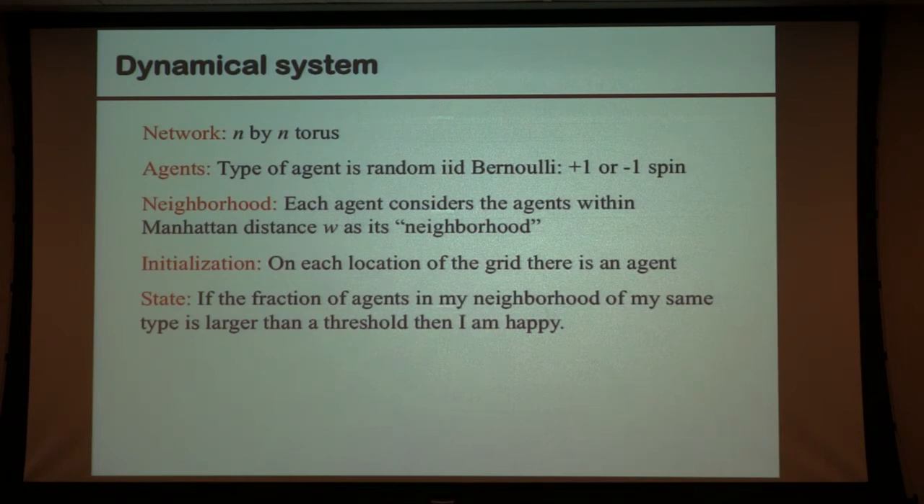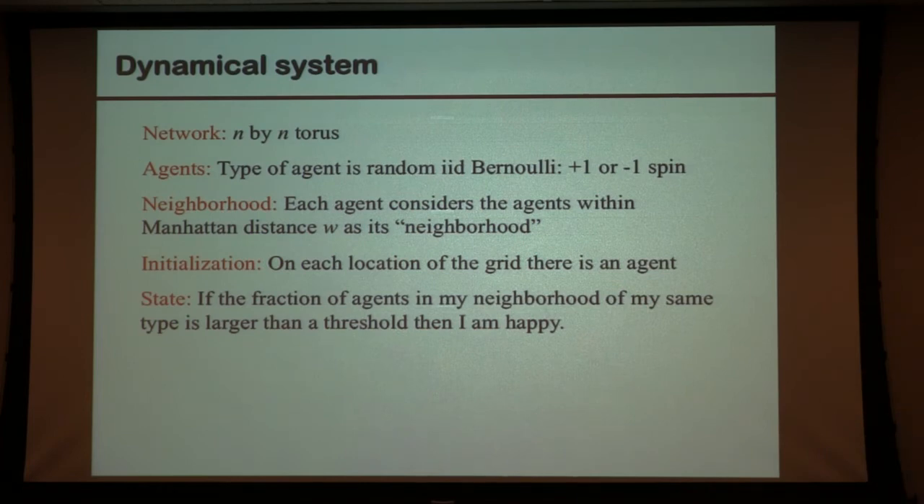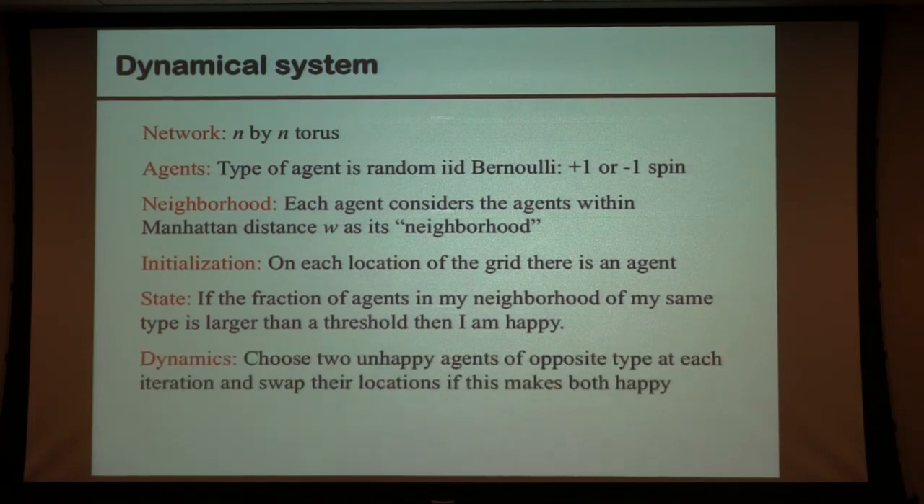Okay? So there is a parameter that says if there is more than 50%, say, of people like me, I'm happy. And if it's less than 50%, I'm not happy. And if I'm not happy, the dynamical system is I will move elsewhere. I will pay my dot and I switch with somebody, if this switch makes both of us happy. Okay? And you evolve like this.